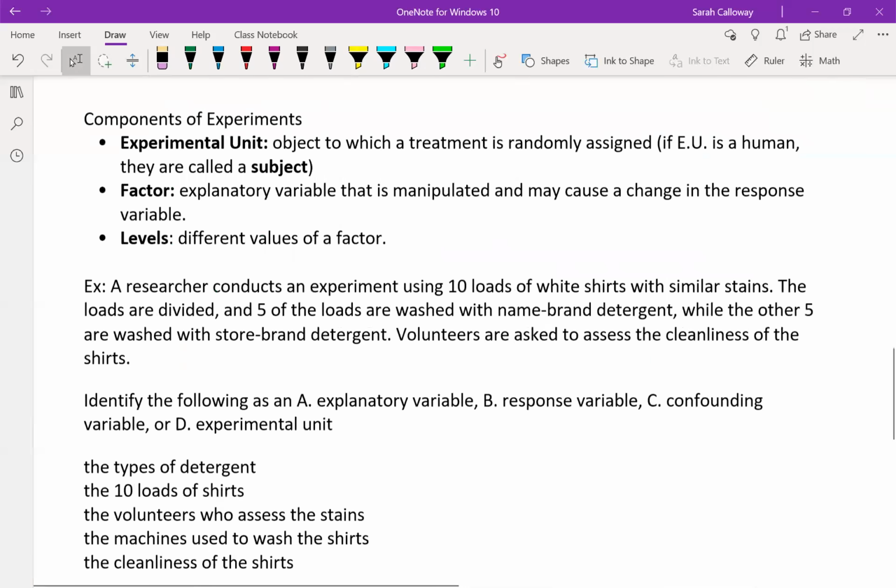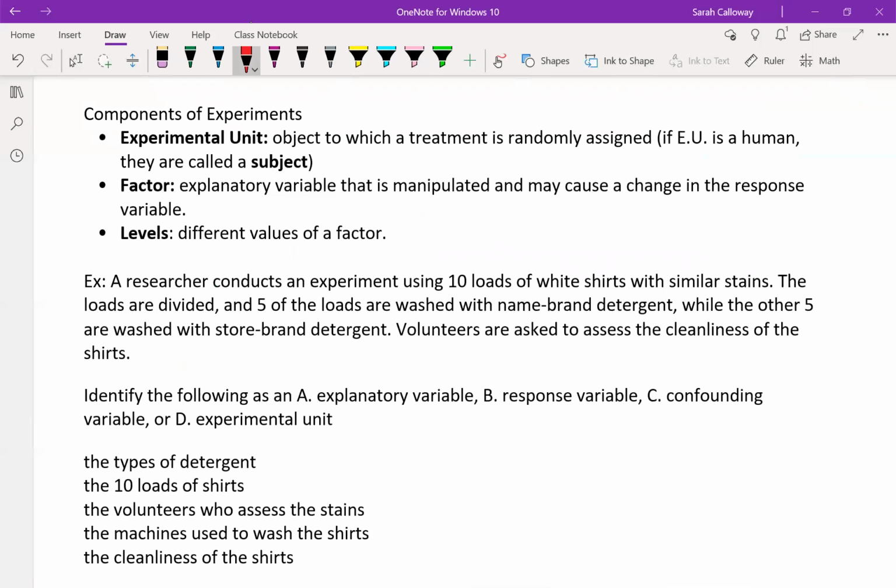The final thing they talk about is components of experiments. So they give several components. Let's first just talk about experimental units. So an experimental unit is an object to which treatment is randomly assigned. If the experimental unit is a human, they're called subjects rather than experimental units.